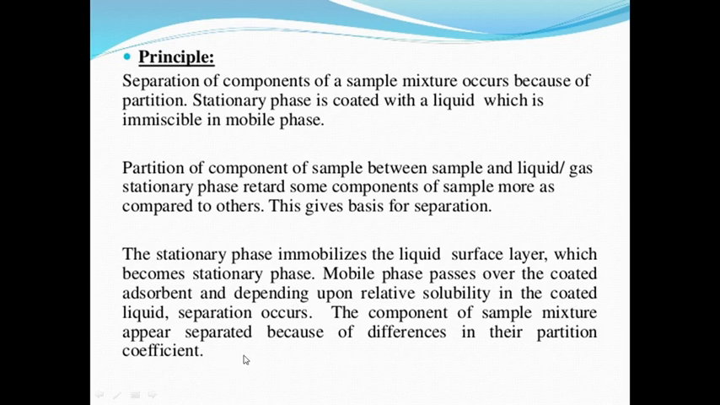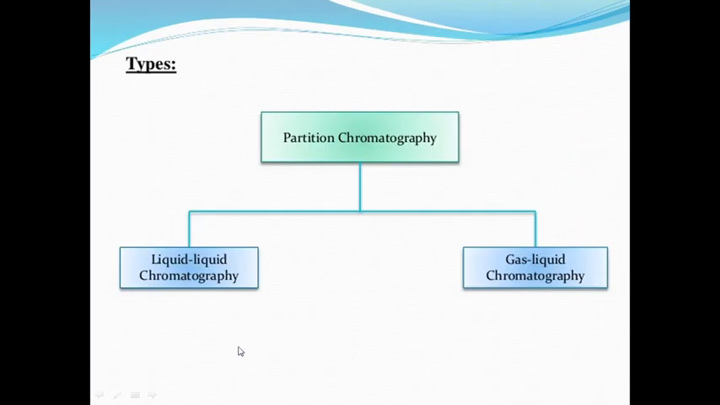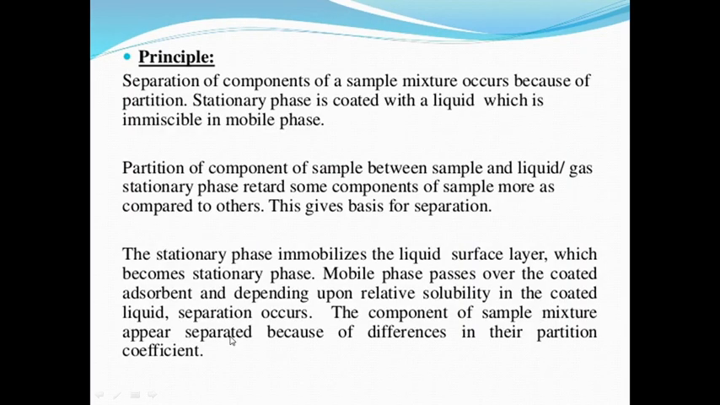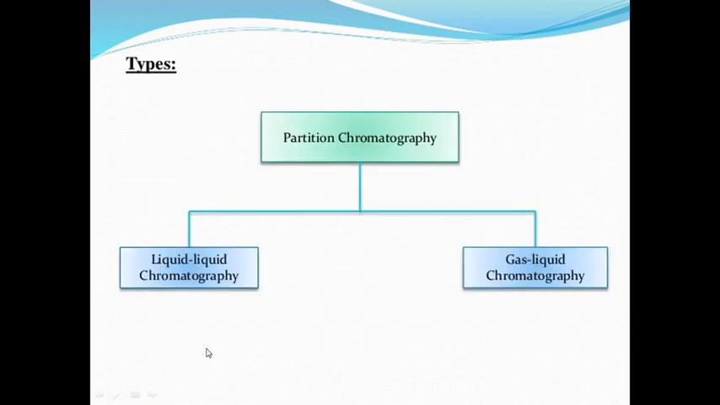The partition coefficient value is Kd. We have already studied this in a previous class, in solvent extraction. The partition coefficient or distribution coefficient is governed by Nernst's law. According to Nernst's law, Kd is equal to the concentration of analyte in the stationary phase divided by the concentration of analyte in the mobile phase. That gives the partition coefficient value. These are the types of partition chromatography: liquid chromatography, for example TLC, and gas liquid chromatography.